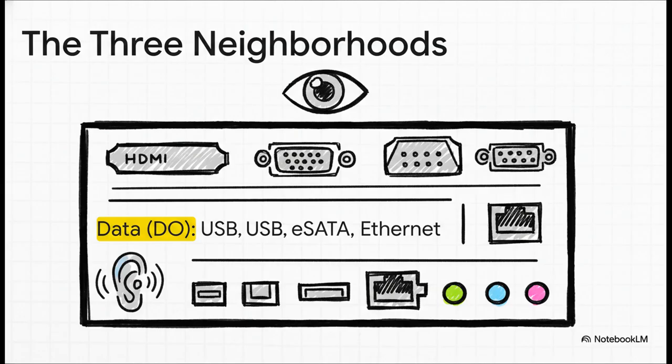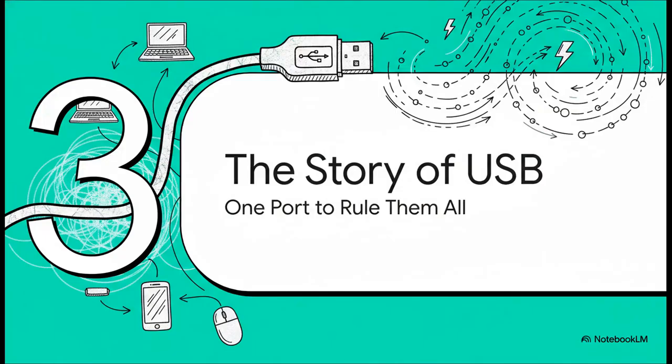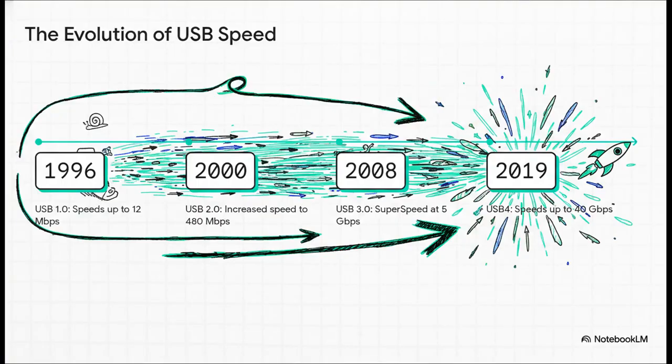Okay, now let's zoom in on what is, without a doubt, the king of the data neighborhood: USB, the Universal Serial Bus. You know, in a lot of ways, the story of USB is the story of modern computing. It's that important. And just look at this timeline.